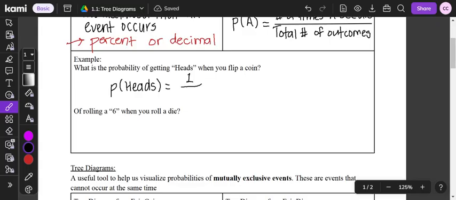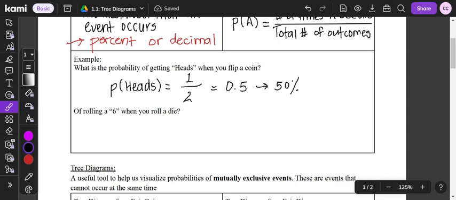So, like I said, when you flip a coin, you really only have two outcomes. You can either get heads or tails. So we would say this probability is equal to 1 over 2. And of course, if you put that in a calculator, you'll get 0.5, which we all know that is a 50% chance. There's a 50% chance of getting heads when you flip a coin.